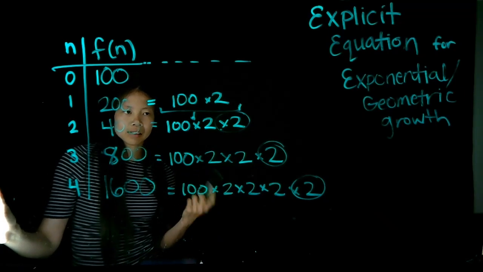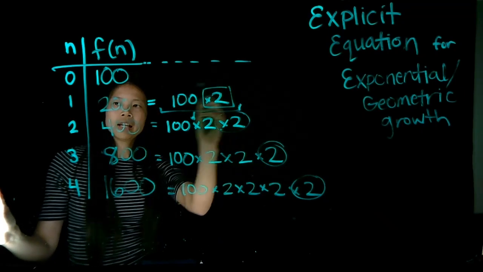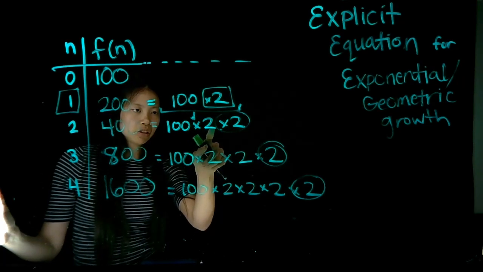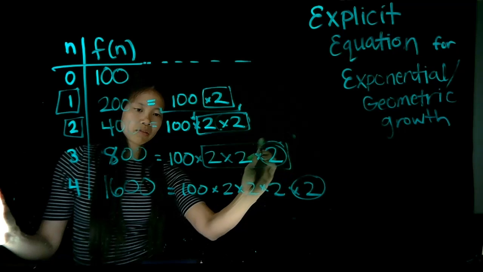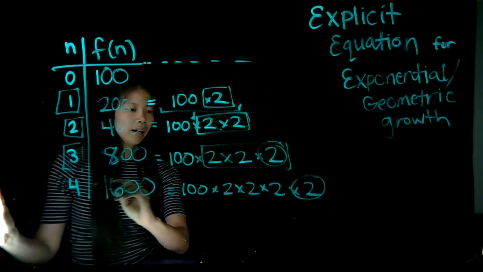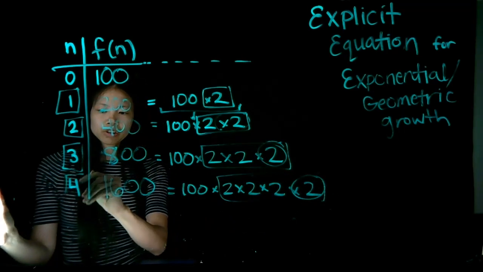Okay, well, I see that I have a 2 here, and it shows up once. I have a 2 here, and it shows up twice. I have a 2 here, lots of 2s, and guess what? That shows up 3 times. I have 4 2s being multiplied here, and that shows up 4 times.